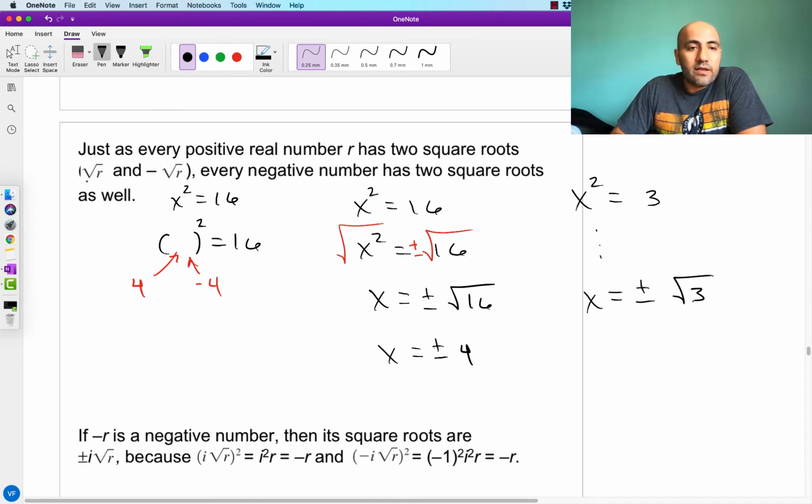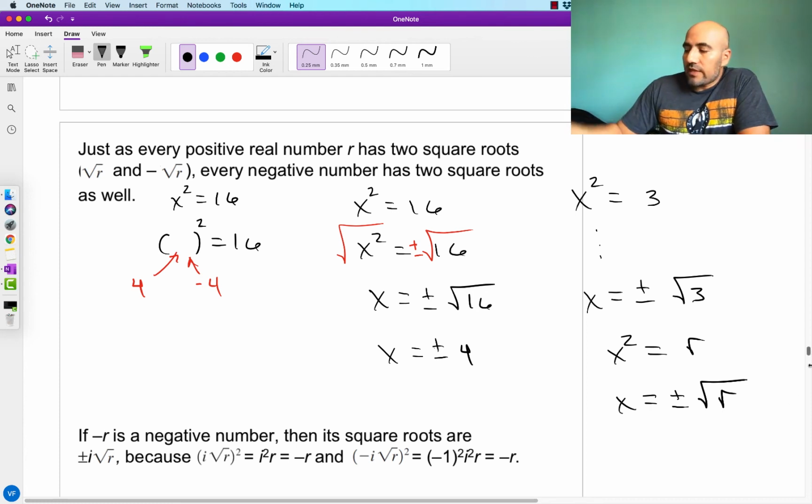Right? So that's what this is talking about, that every positive real number r has two square roots, either square root of r or negative square root of r. So if x squared equals r, we take the square root of both sides, and so x equals plus or minus the square root of r. Okay, so that's true as long as we insert r as some value that is non-negative, within the real number set. But what if it was negative?